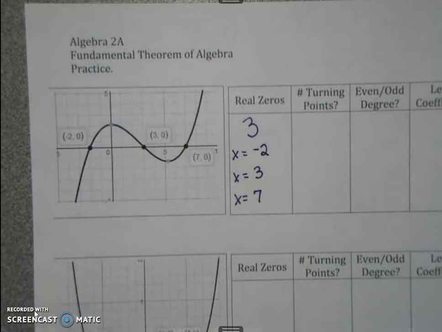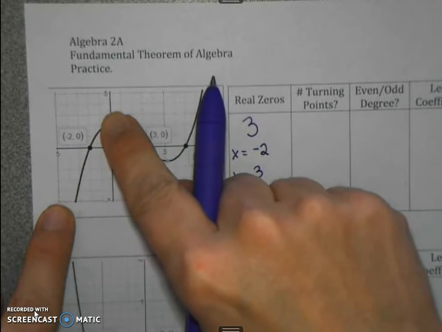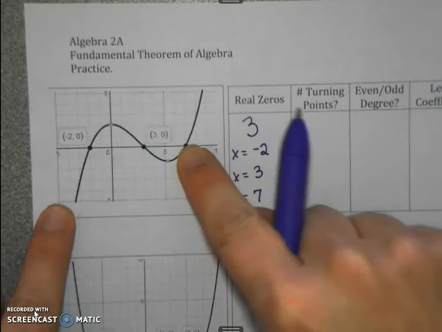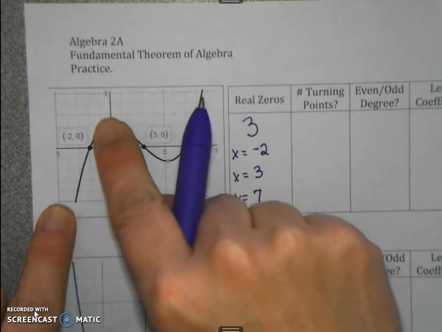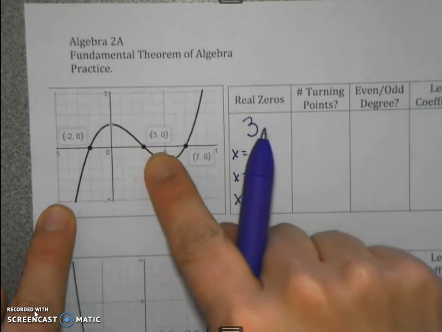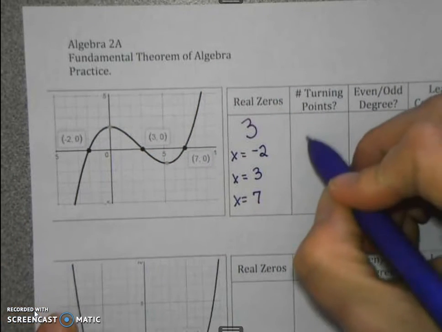And then we want to know how many turning points are there? How many times does this graph change direction? 2. Yeah, I always look for the hills and the valleys, or if you were on a roller coaster, where would be the top where you go down? Where would you start your next going up? So there's 2 turning points.